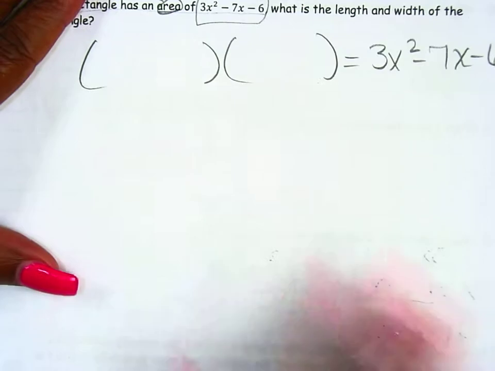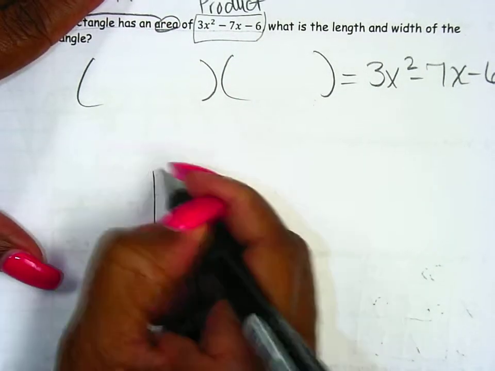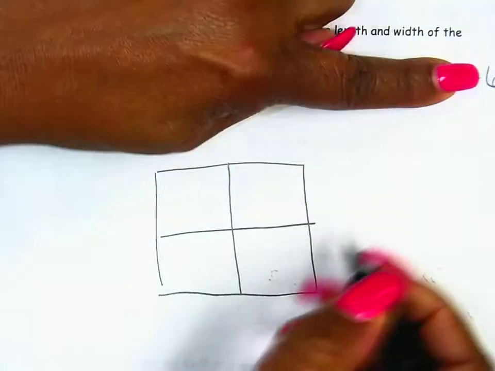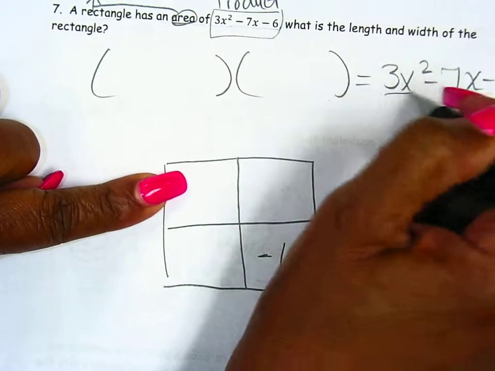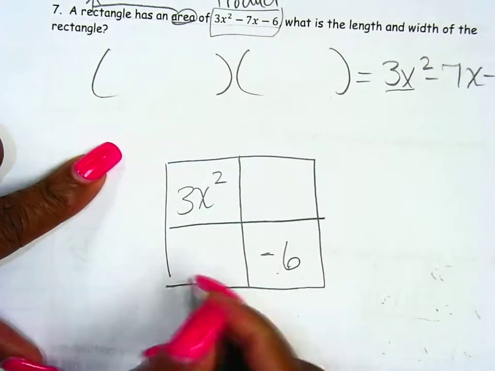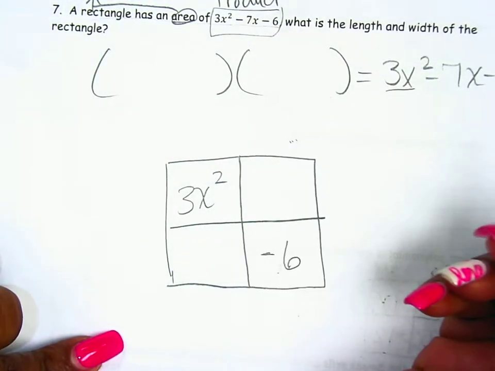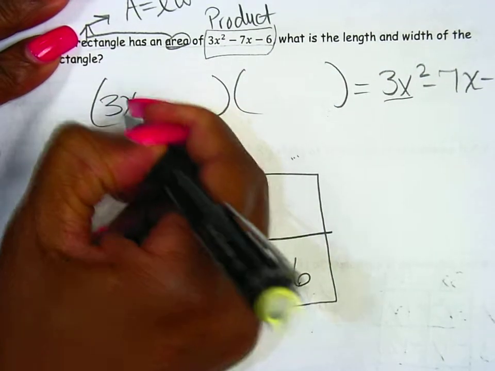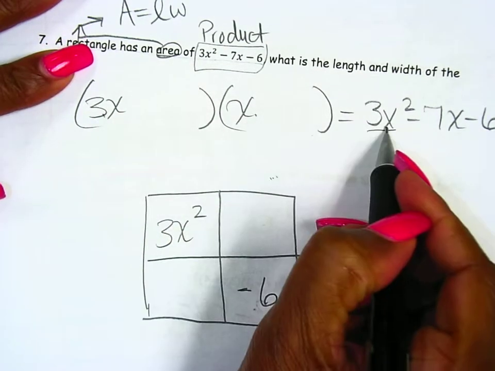You can do the graphic organizer if you want to and go backwards with it. You know your last term is negative 6, which goes here. Then you know your first term is 3x squared, and it goes here. So you know that one of these has to be negative. I'm going to do it in the parentheses. I'm going to put 3x here and x here, because I know that 3x times x is 3x squared.